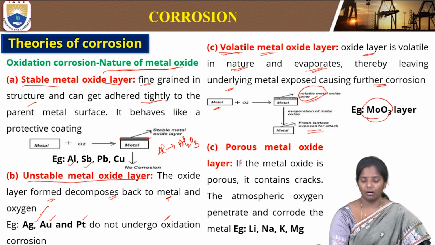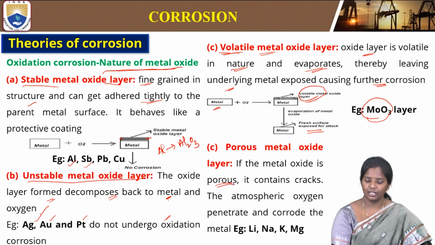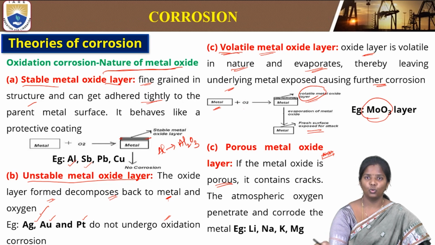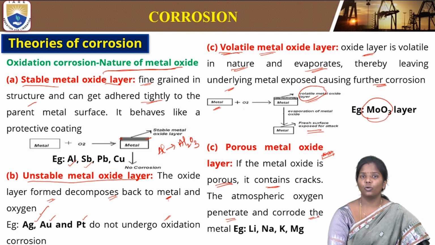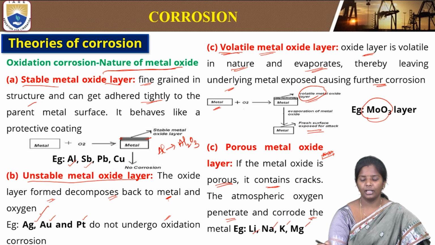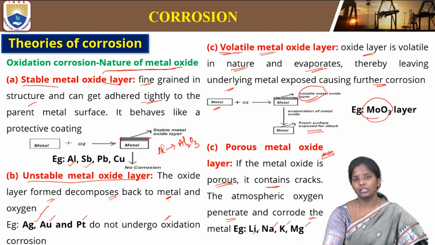Porous metal oxide layer. If the metal oxide layer formed is porous, it has some porosity or holes, or contains a crack, so the atmospheric oxygen penetrates and corrodes the metal. There is always scope for the oxygen to penetrate into the metal and corrode it further. Examples are lithium, sodium, potassium and magnesium. These alkali metals have a high corroding ability due to the formation of a porous metal oxide layer.